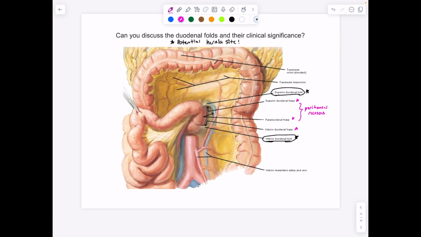All right, can you discuss the duodenal folds and their clinical significance? Well, the clinical significance is a potential site of hernia. Basically, the folds are this region right here. We have the superior duodenal fold and the inferior duodenal fold, and together they make the peritoneal recess, where the peritoneum folds back on itself.